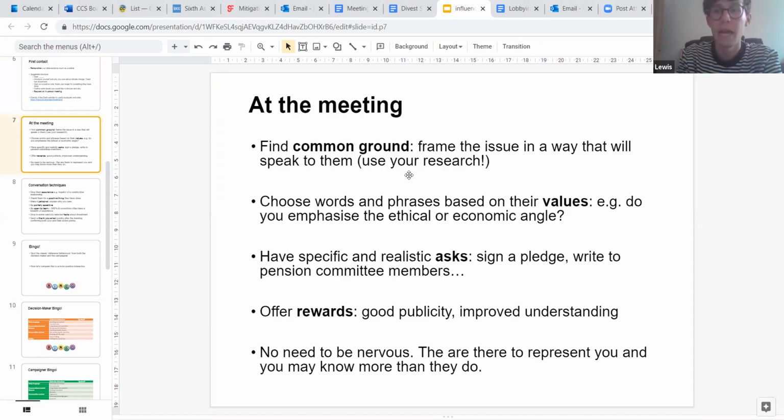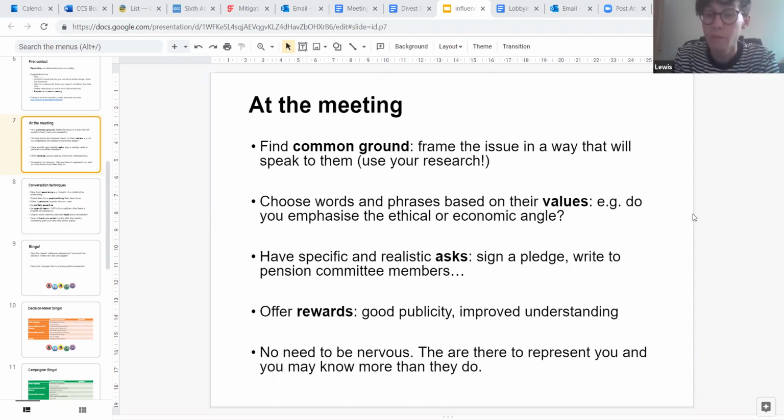So then at the meeting itself, either on Zoom or in person, probably a lot of the same tips apply as for emails. So you want to find common ground, so you can use your research to do this. So frame the issue in a way that will speak to them. So think about what the stance of their political party might be, or look at things they've said in the past or particular issues they care about. You can use those as a way in to divestment that doesn't alienate them potentially.